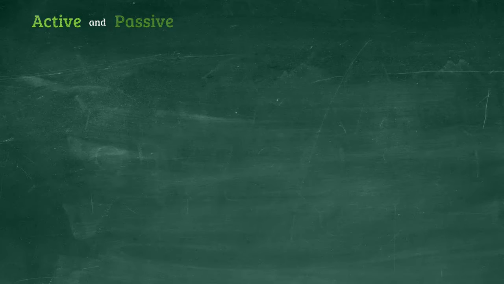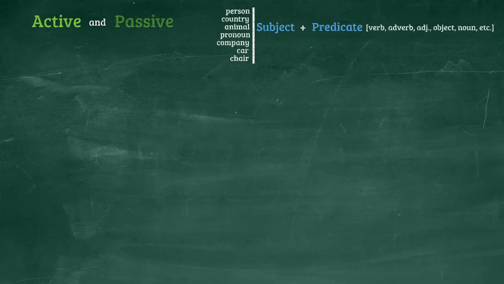In English, most sentences are made the same way. They begin with a subject, which can be a person, a country, an animal, a pronoun, a company, a car, a chair, basically anything that the sentence is about. After the subject is the predicate. And the predicate is basically everything else in the sentence.